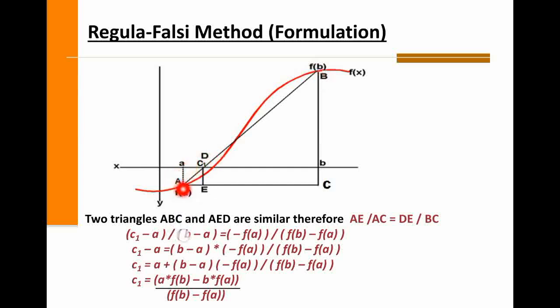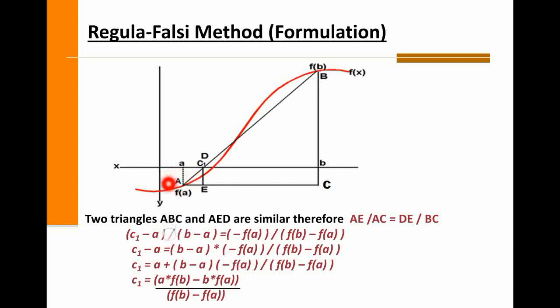Now you can see for an easy approach I have constructed AC and BC lines, vertical and horizontal lines. Now from this figure you can see this triangle ABC, and this triangle AEC1. These two triangles are right angled triangles, right?